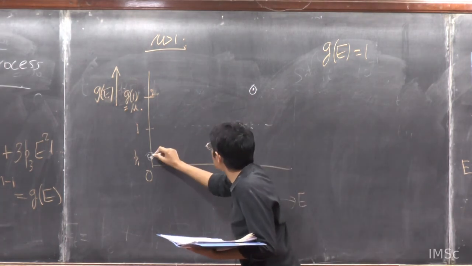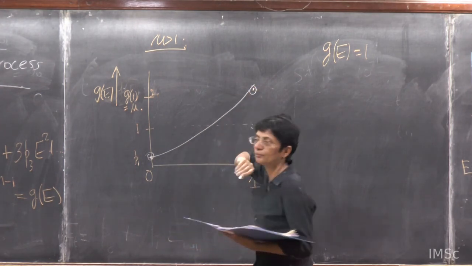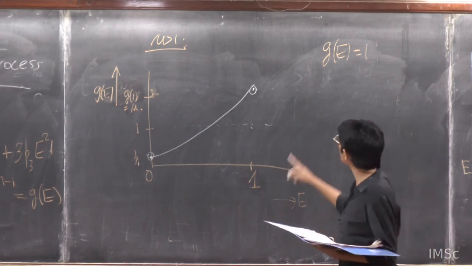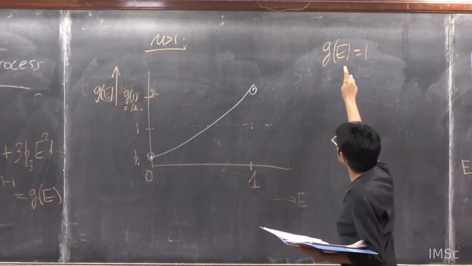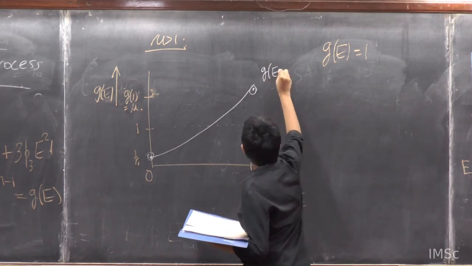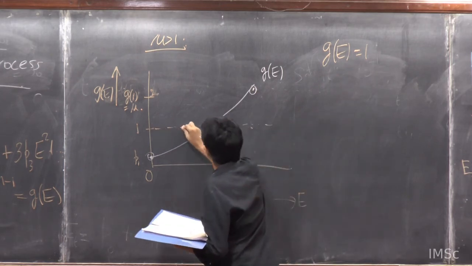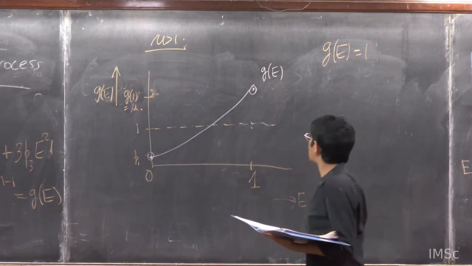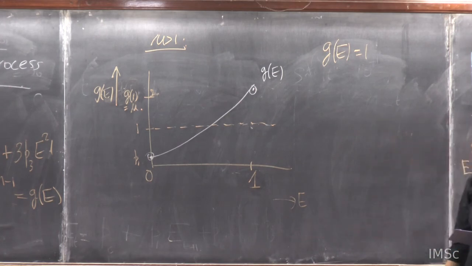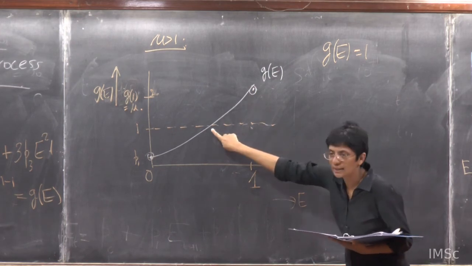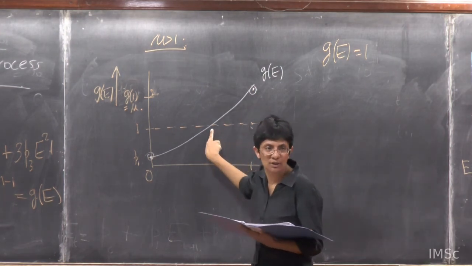So g of e looks like this. And then we want to solve the equation g of e equals 1. So this is g of e and this is 1. All of you told me that you know the graphical method. So what do you think is the solution of this equation? Where is the solution? I want to solve this equation, right? G of e equal to 1. This is the g of e function. Yeah, this one. This is the cut, right? This is the solution of this equation.